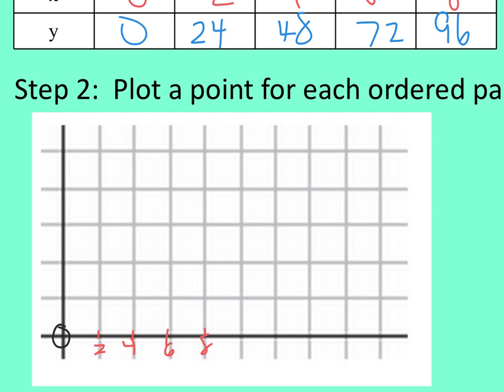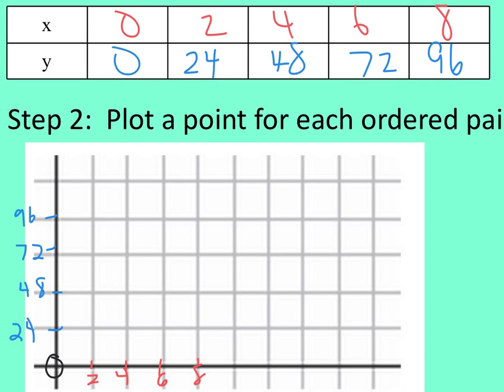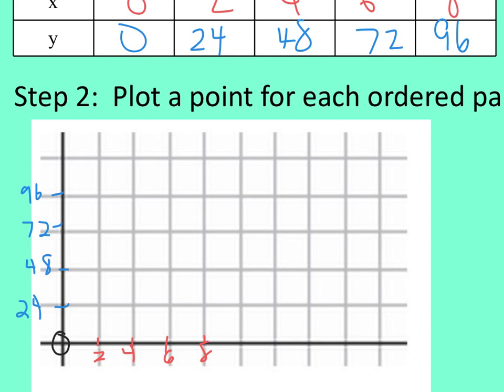What does it make sense to have the y-axis go by? We need to get up to 96. Well, I'm actually going to go by 24. So this first line represents 24, then 48, then 72, and then 96. And I'm going to represent each one of these ordered pairs in the table as a point on this graph. So (0, 0), that's going to be right there. (2, 24) would be there.